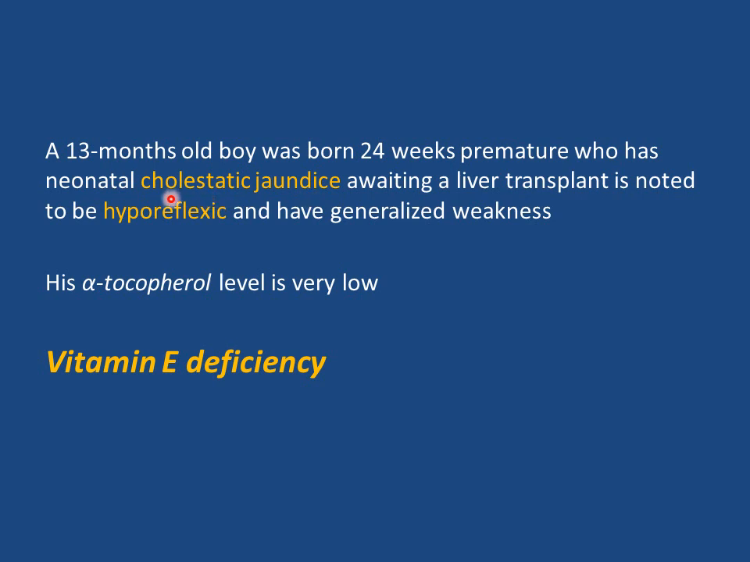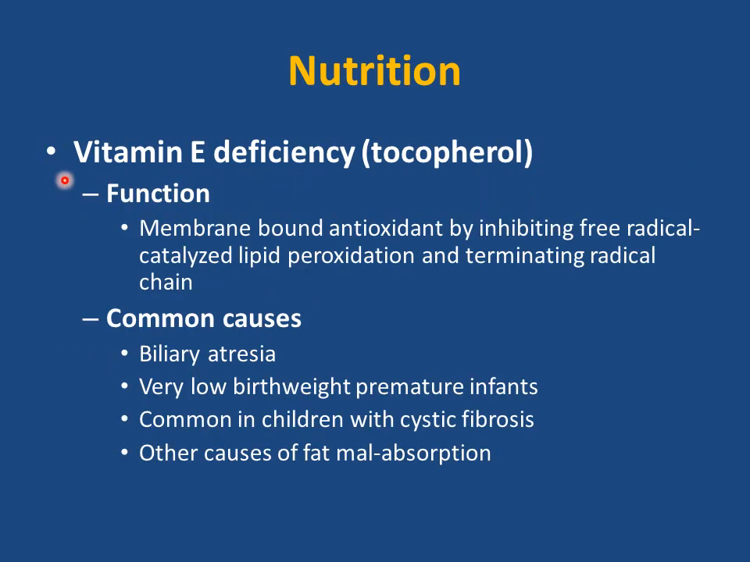The key word you look for here is cholestatic jaundice and deficiency of bile salts reaching the ileum to be able to absorb the vitamin E, and also in the manifestation, hyporeflexia. Hyporeflexia is also one of the manifestations of vitamin E deficiency, and generalized weakness. Vitamin E deficiency or tocopherol, you need to remember the other name of vitamin E, tocopherol. The function of vitamin E is a strong antioxidant and it terminates the radical chain in the cells. The common causes of vitamin E deficiency: biliary atresia, very low birth weight premature infants, common in children with cystic fibrosis, and other causes of malabsorption.